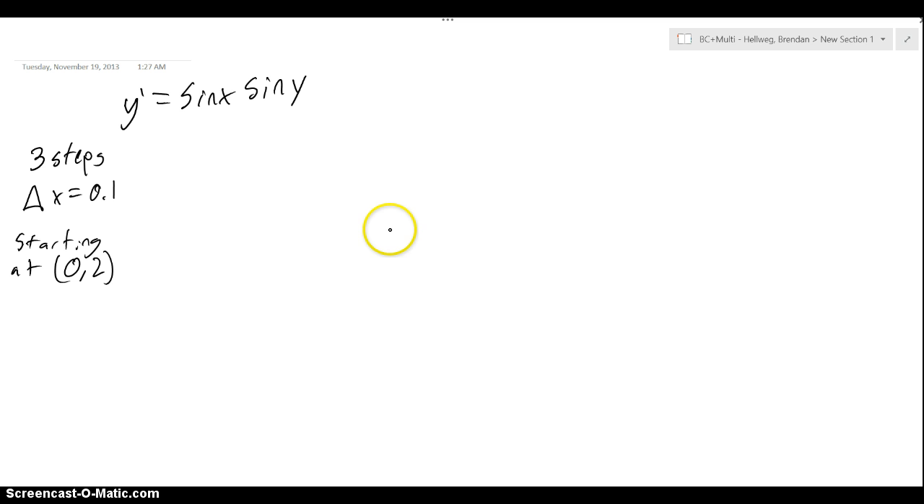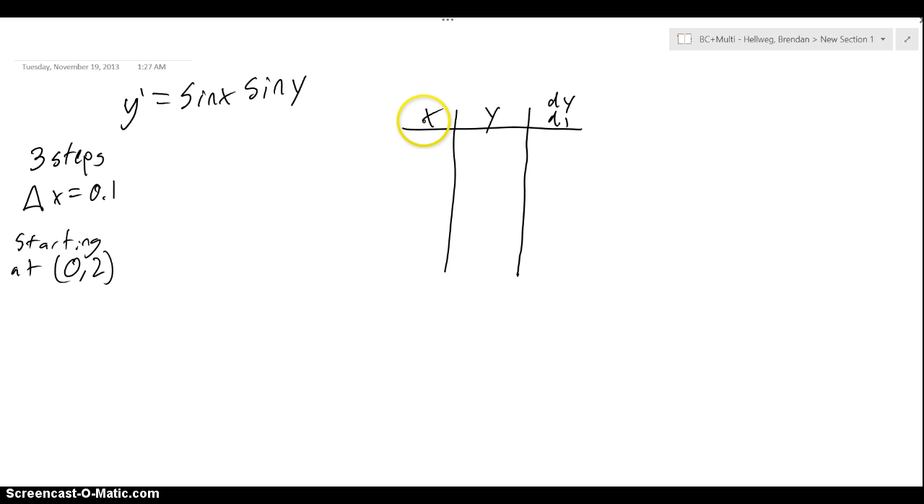So what we want to start out with is setting up a quick and easy table, because if you don't do this, you can very easily get lost. So you want x, y, and dy/dx. We're starting out at 0, 2, and at 0, 2, we can see that dy/dx is going to be sine of 0, which is 0, so dy/dx is also going to be 0.